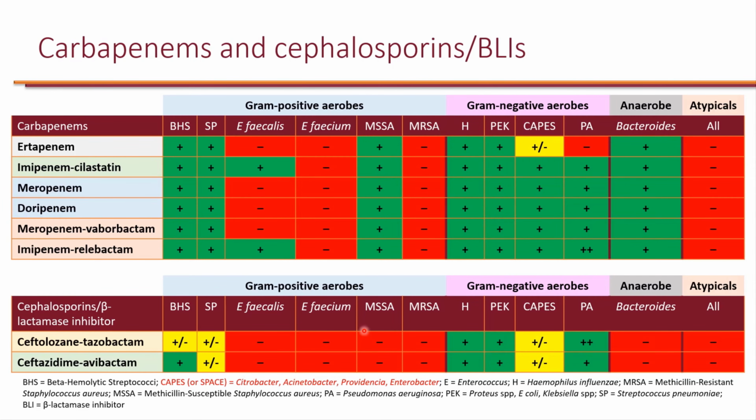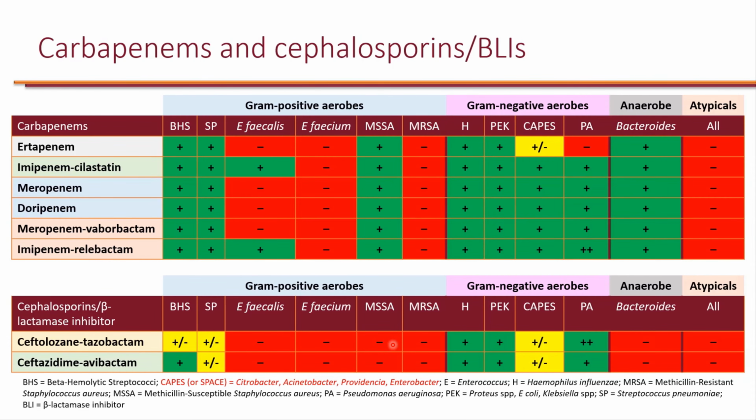And lastly, we have cephalosporin combinations with some beta-lactamase inhibitor. So we have ceftolozane-tazobactam. Ceftolozane is kind of similar to cefepime, but it's not available alone, so it was not listed in the previous table. It's only available in combination with tazobactam.